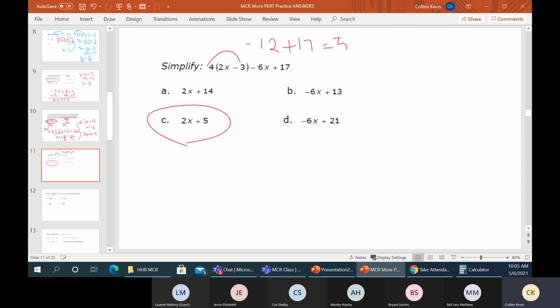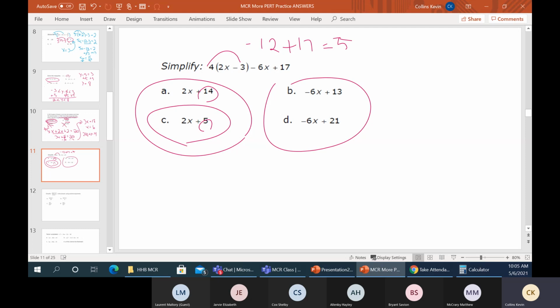The reason I said work with the numbers, particularly in this case, is that if you did the part with the x's and came up with 2x, you still have 2 answers to choose from. Or if you came up with -6x, you have 2 answers to choose from. But notice all these numbers are different. So if you figure out the answer for the number, you figure out the answer for the problem. Not bad, huh?